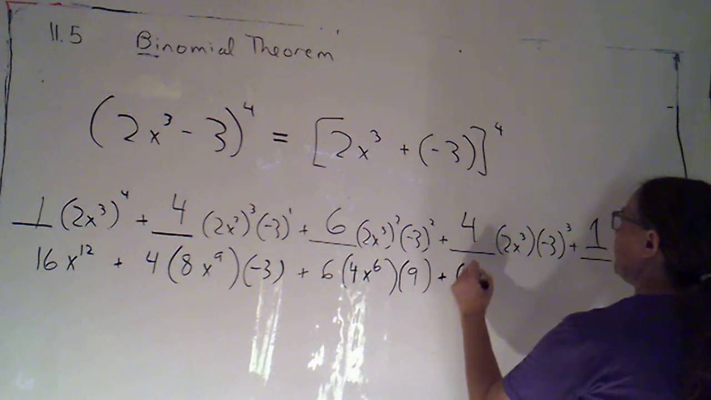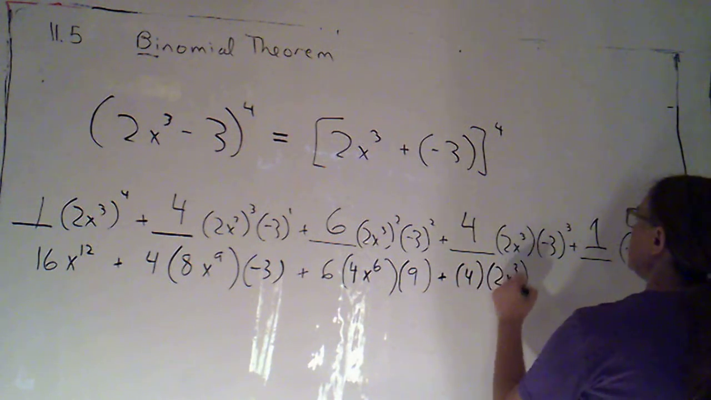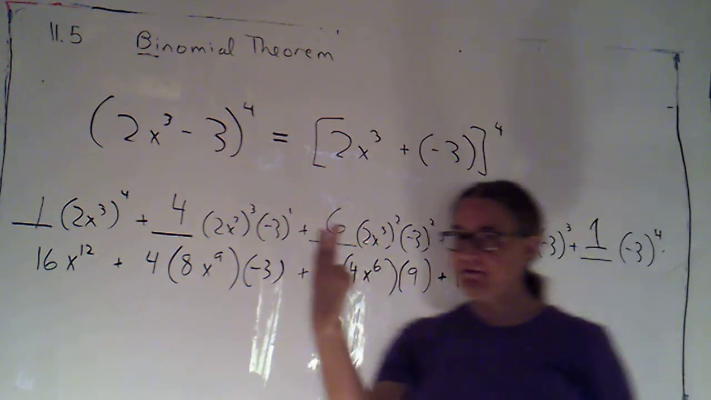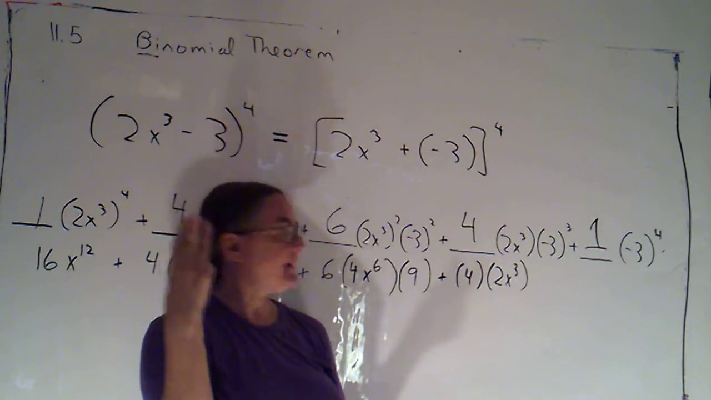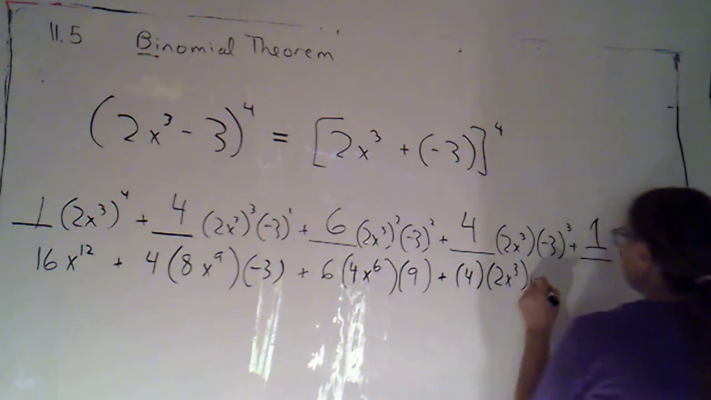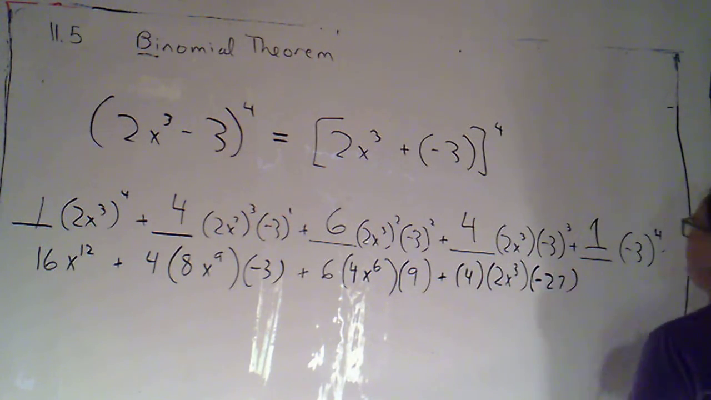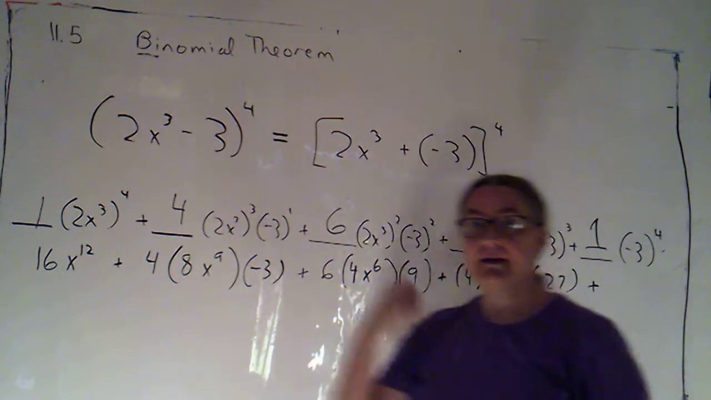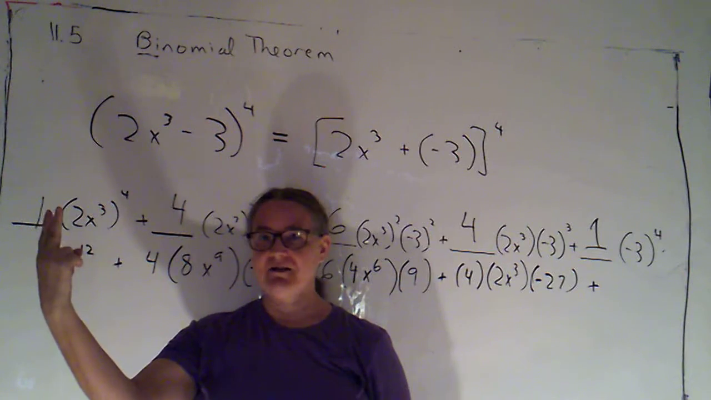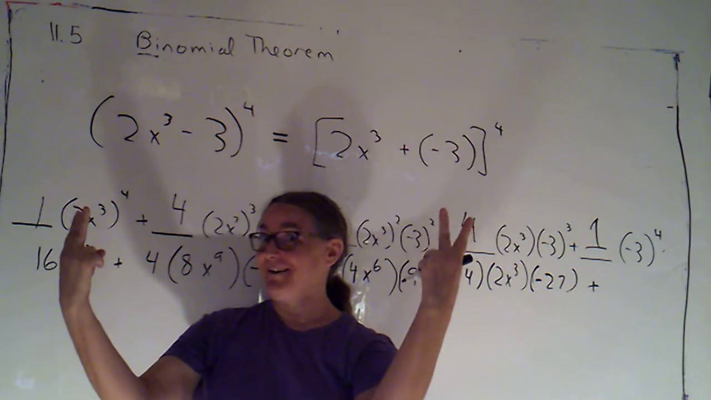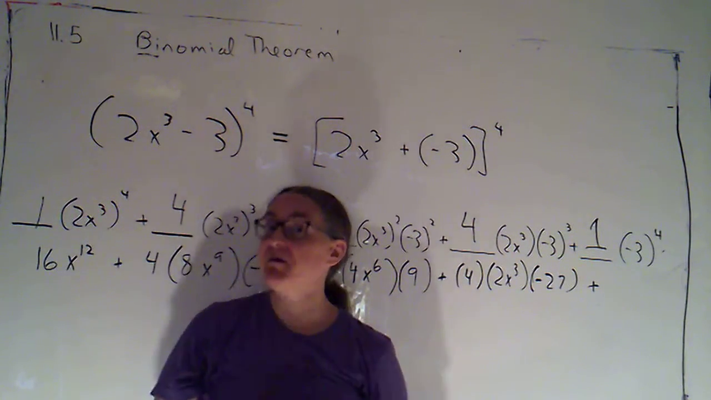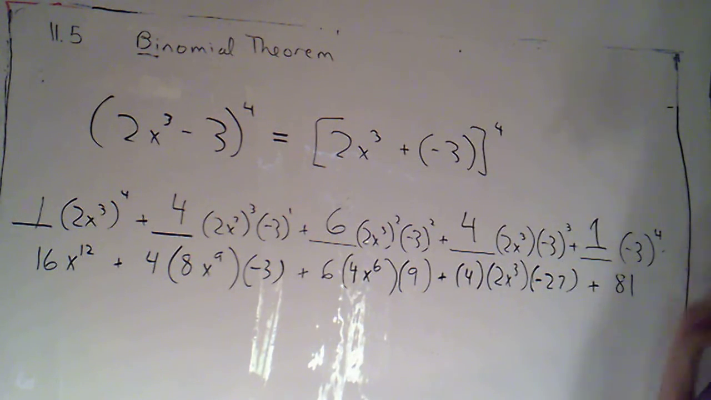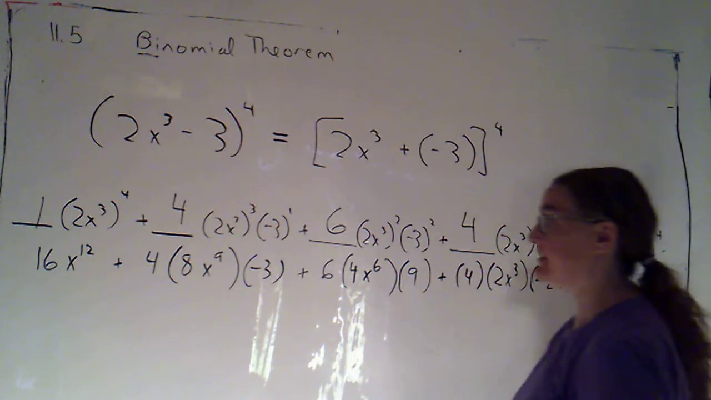Plus 4 times 2x cubed. -3 cubed, -3 times -3 is positive 9, times -3 is -27. Plus -3 to the fourth, -3 times -3 is 9. -3 times -3 is 9. 9 times 9, that's going to give me my 4 -3's. That's going to be 81. And it's positive because it was an even power of a negative.